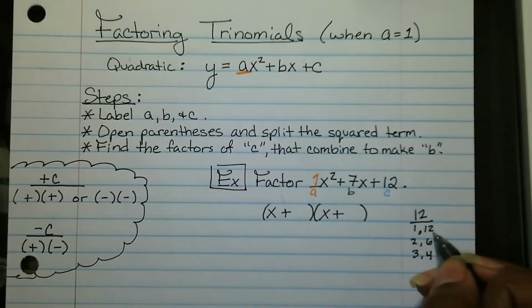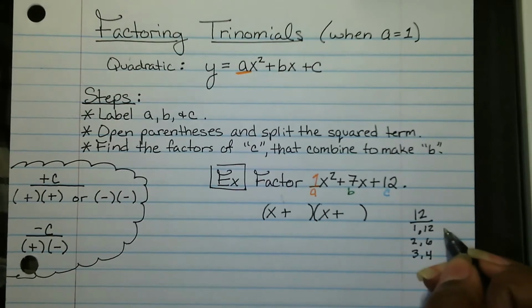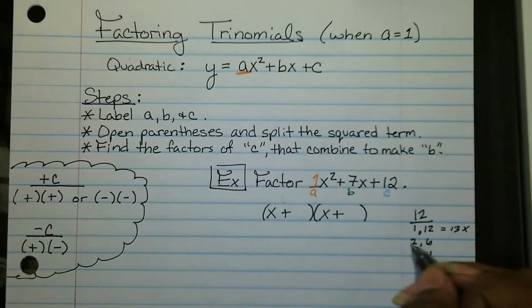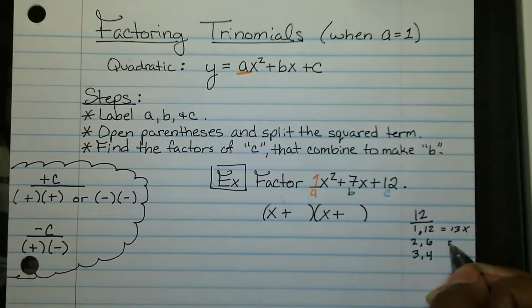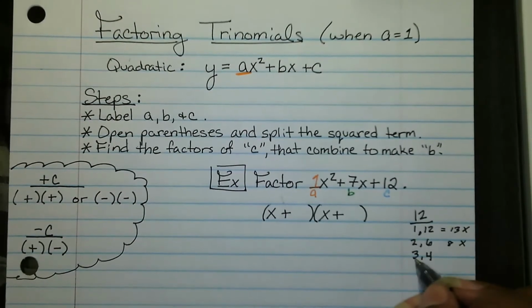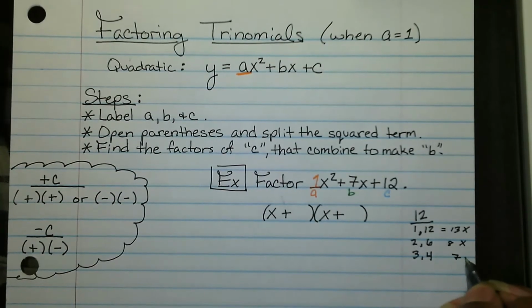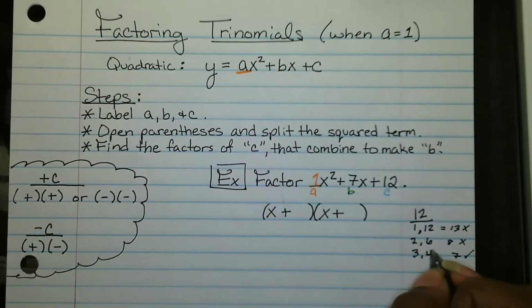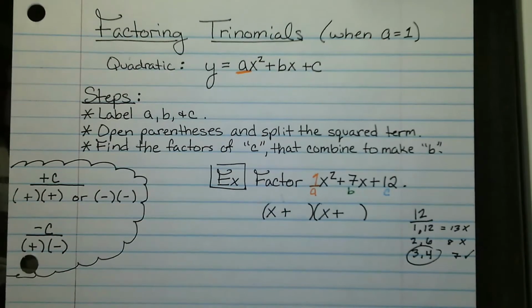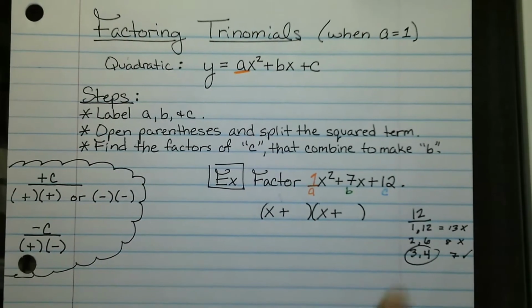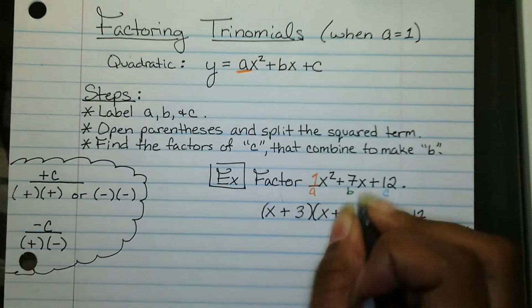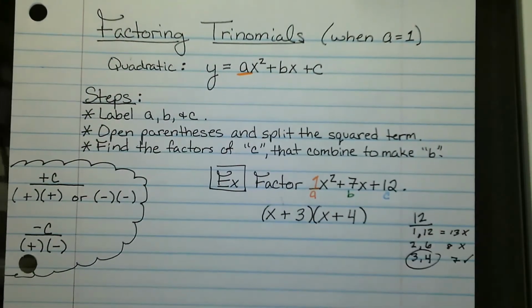So we have 1 and 12. Well, what's 1 plus 12? That's 13. That's a no. Alright, 2 plus 6, that's 8, that's a no. But 3 plus 4 is 7, and that is what our b is. So that is what we're going to use. Once you figure out the set of factors that you're going to use, then you just slip them into the parentheses and we're done. So it's going to be x plus 3 times x plus 4.